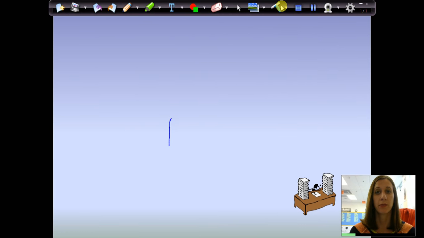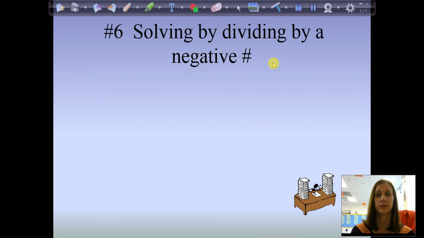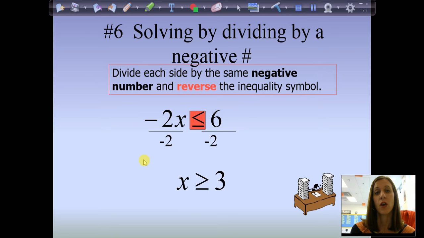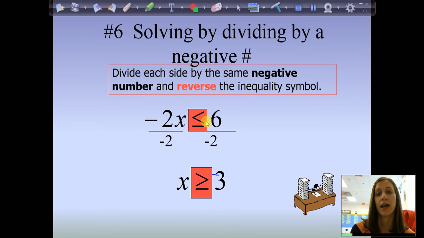Let's look at another example. Negative 2x is less than or equal to 6. So to solve for x, we're going to divide both sides by negative 2. When I do that, I'm going to get, that should be a negative 3. And because the number I'm dividing by is a negative, I'm going to change the direction of the inequality symbol.